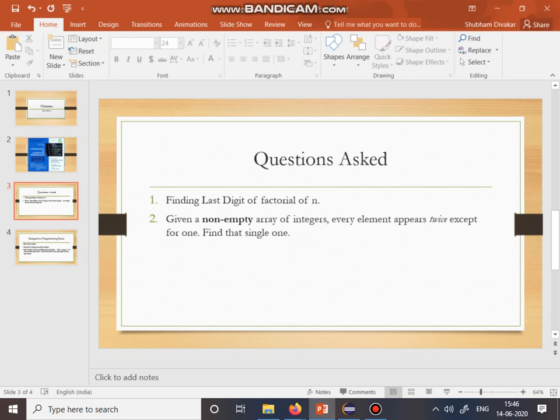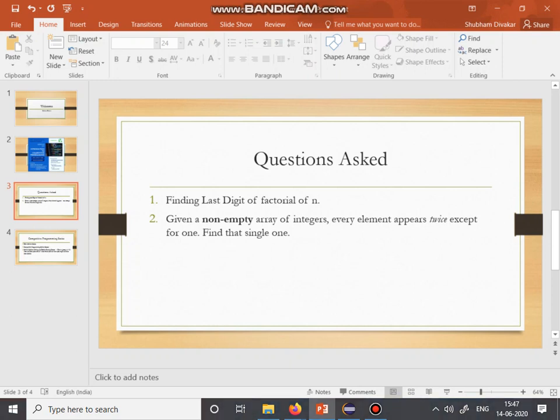So moving ahead to the questions, the first one was finding the last digit of the factorial of n. Given a number n, you need to find the last digit of the factorial of that number, right? Let's say if the number is 4, the factorial of 4 is 24, and we need to find not 24 but the last digit of 24, which is 4. So the interesting thing to take from here is: do we really need to find the factorial, or can we simply observe a pattern and hopefully figure out something, right? So I would be solving it in both ways, and we'll see what is the best option.